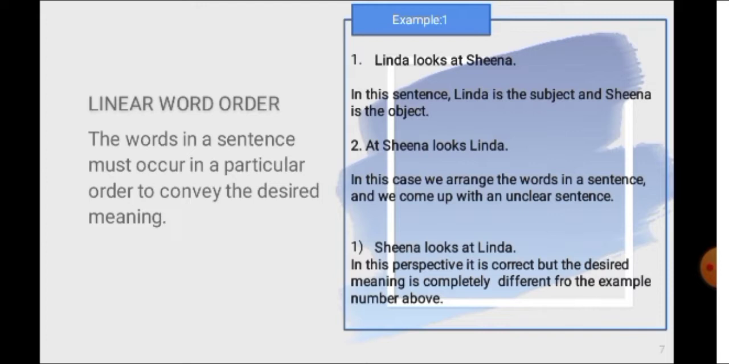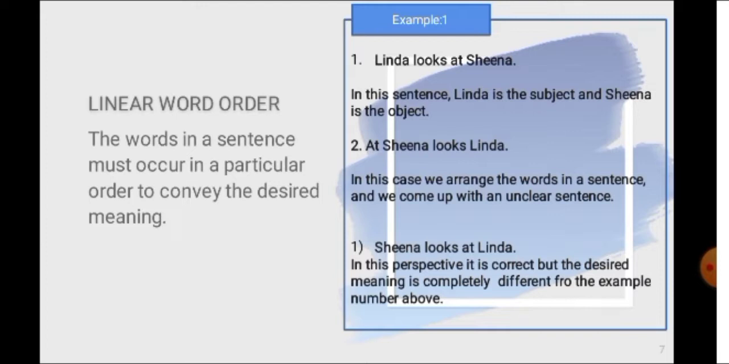This is example number 1. Linda looks at Sheena. In this sentence, Linda is the subject and Sheena is the object. Example number 2: At Sheena looks Linda. In this case, we arrange the words in a sentence and we come up with an unclear sentence. This example: Sheena looks at Linda.